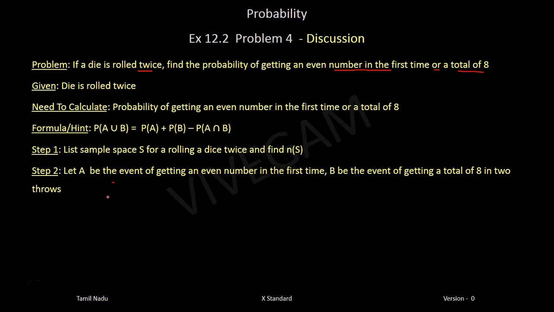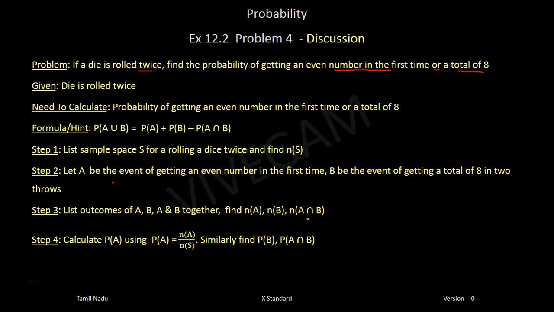So we have now defined the two events, right? So next you have to list the outcomes favorable to event A, outcomes favorable to event B, and A and B also can happen, right? The first die can be even, and the sum of the first die and the second die can also be 8. So you have A and B also. So list out all these outcomes and find n of A, n of B, and n of A intersection B. Thereafter, calculate probability of A using probability of A is n of A divided by n of S. And similarly, find probability of B and probability of A intersection B.